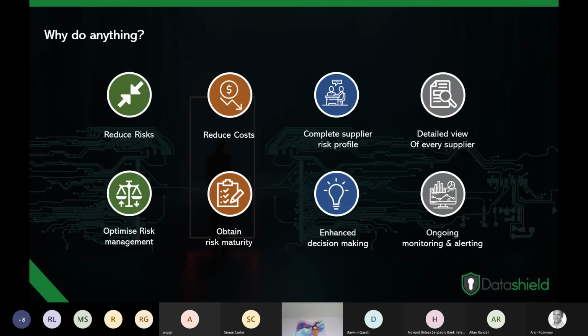So why do anything? I suppose in simple terms, it is about reducing your risks. The risks from a financial point of view, a technical point of view, being hit by ransomware. But ultimately, it's about reducing costs. It's about improving the operational efficiency of risk assessing your suppliers, reducing the potential costs around breach remedies, GDPR fines, other data breach fines, or ransomware costs. It will give you that complete supplier risk profile across your entire supply chain in minutes and hours, as opposed to days, weeks, and months.